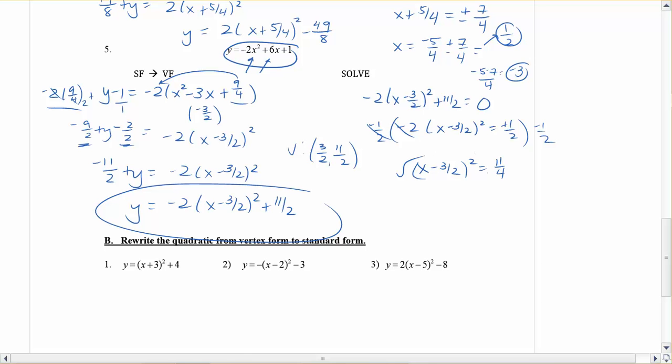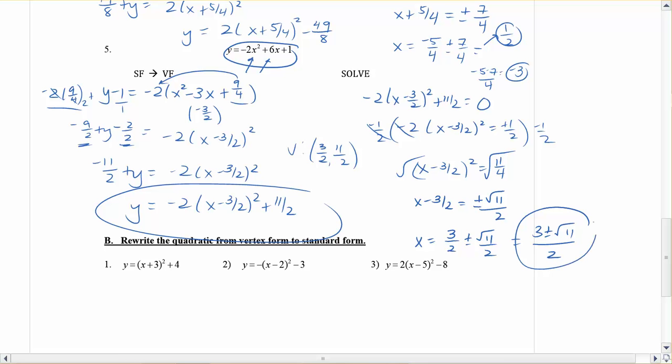So take the square root of both sides. I have x minus 3 halves equals plus or minus. I don't know the square root of 11, but I do know the square root of 4 is 2. So if I move this over, I have 3 halves plus or minus root 11 all over 2. And again, you could smush that together because they have the same denominator. All right, so those are some tricky problems from creating standard form to vertex form, and also an extension of how to solve them.